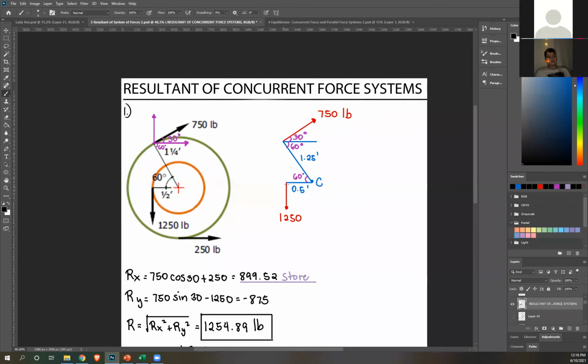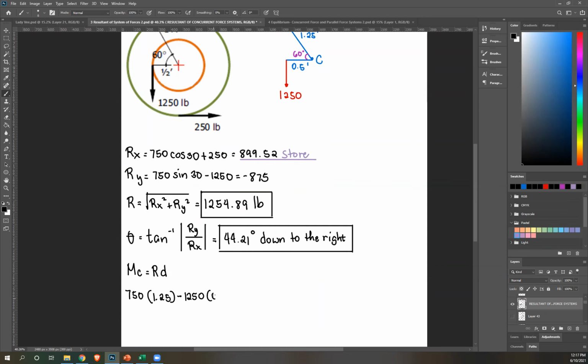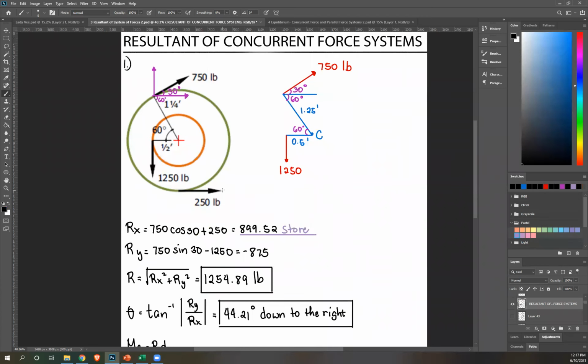This distance is perpendicular already to our force. So once again, I'm not going to use Varignon's theorem. And then rotate 1250 about C. That's counterclockwise, therefore negative 1250 times distance 0.5. So negative 1250 distance 0.5. And then lastly, you have your 250-pound force.